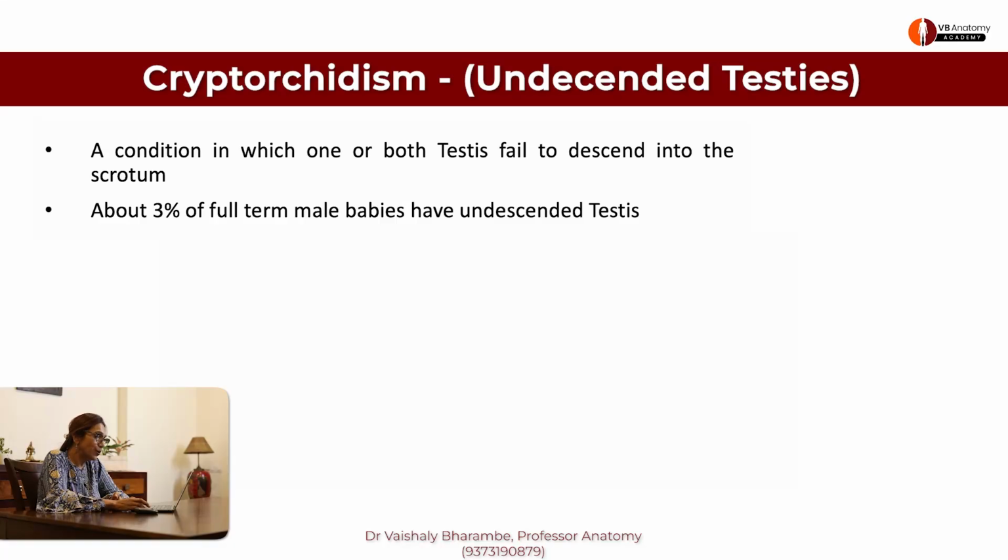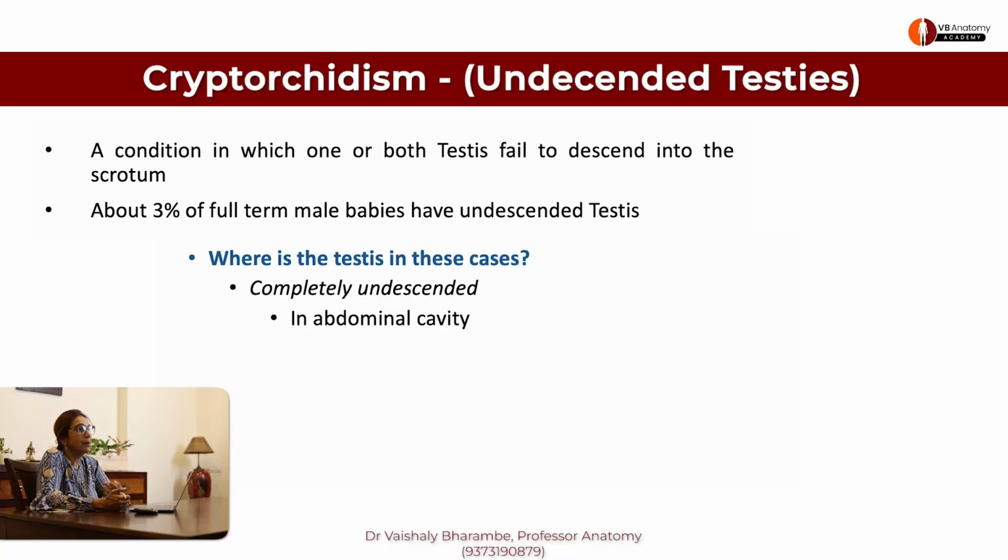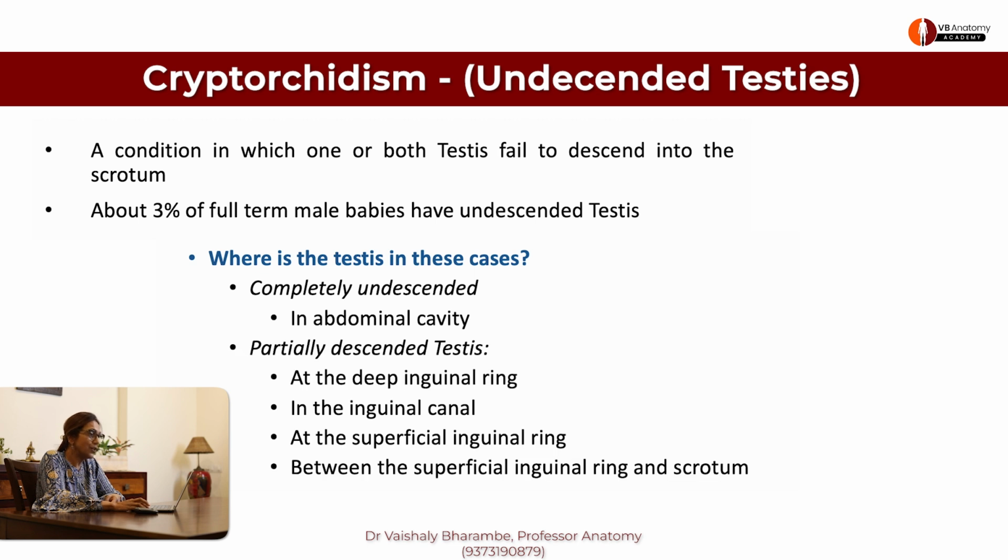Right. So this is seen in about 3% of all male born babies, which at the end of 1 year usually find the testes manage to find their way into the scrotum. But if the testes are not there in the scrotum, where are they? They can be completely undescended, in which case they can be in the abdominal cavity. They can be partially descended, so they can be at the deep inguinal ring, in the inguinal canal, at the superficial inguinal ring. Just above the normal position of the testes is also considered as partially descended testes. So you can find them anywhere along the normal path of descent.